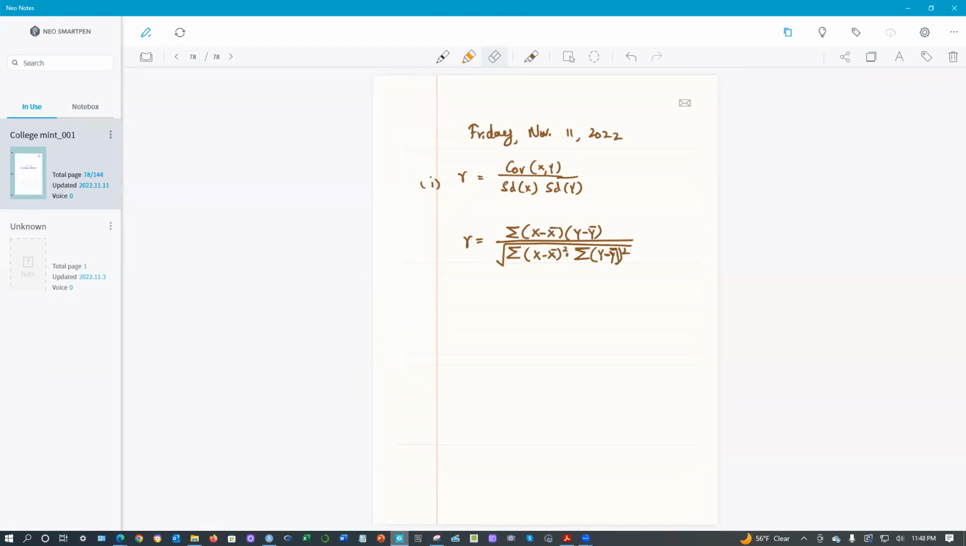We know that the population correlation coefficient is rho. Sample correlation is r, population correlation is rho, and I'm interested in the confidence interval for the population correlation.